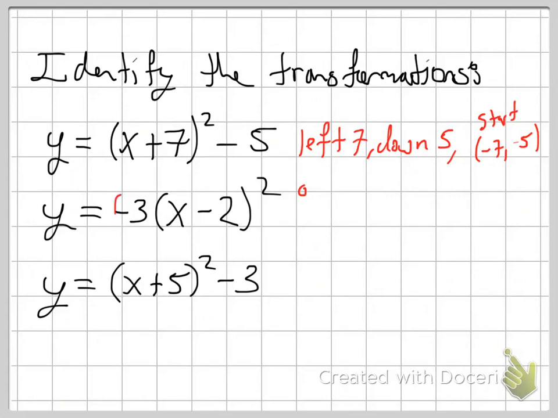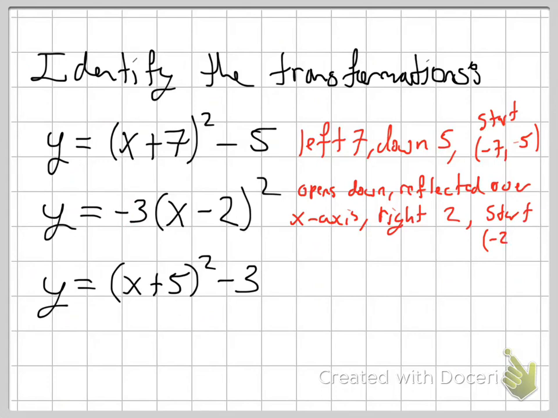With the second one, the negative here is going to cause us to open down or reflect over the x-axis. The 3 is going to cause it to stretch or grow faster, a vertical stretch by 3. And the -2 is going to tell us we're going to shift to the right 2 units. So it's going to open down and reflected over the x-axis, and we shifted right 2. All we did was shift right 2. We didn't go up or down, so we're still on the x-axis. So our starting point is 2, 0.